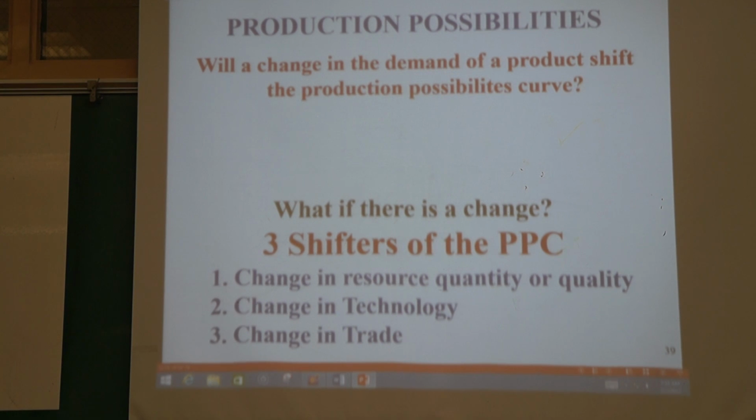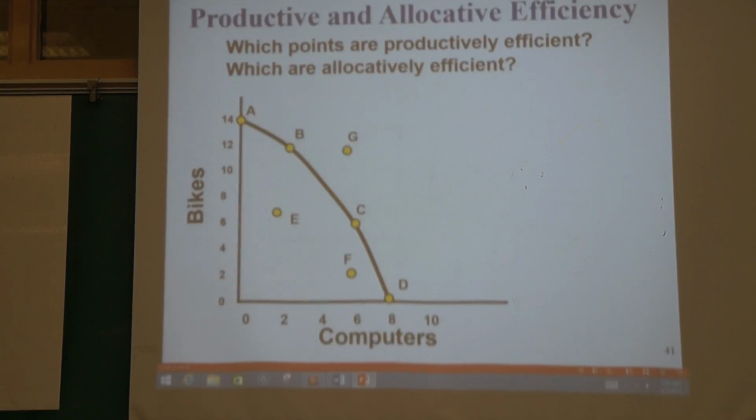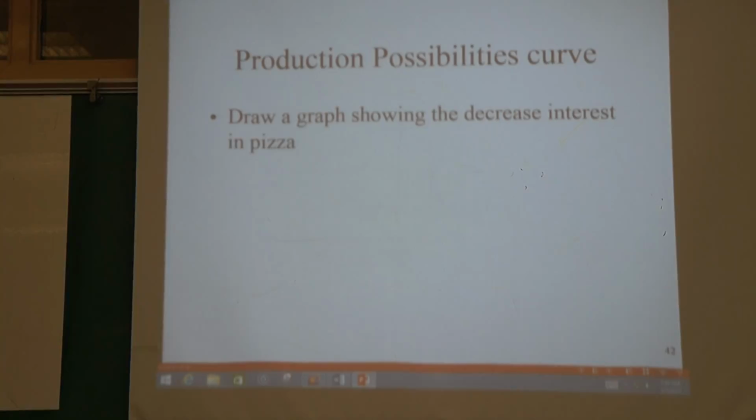Okay, that's somewhat misleading, I know. But that's why I want to clear it up. All right, which points are productive? All right, nothing on this is allocatively efficient. We talked about A, B, C, D being productively efficient, okay? I just put that up there again.